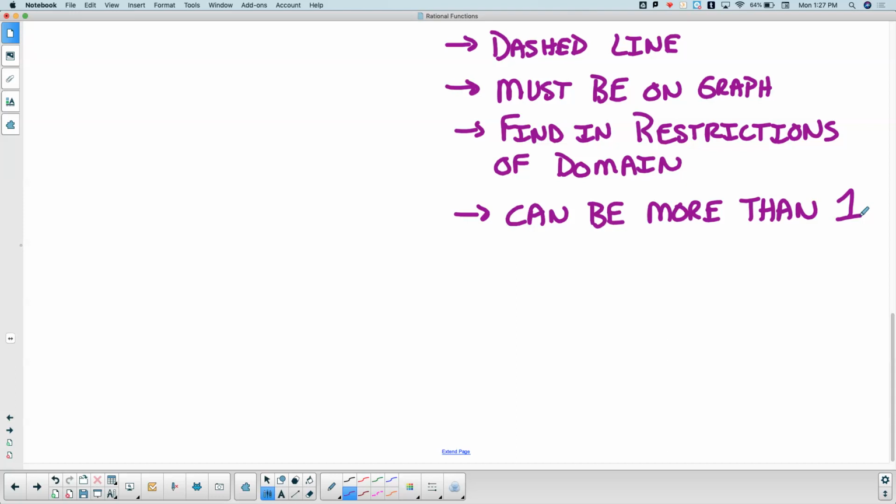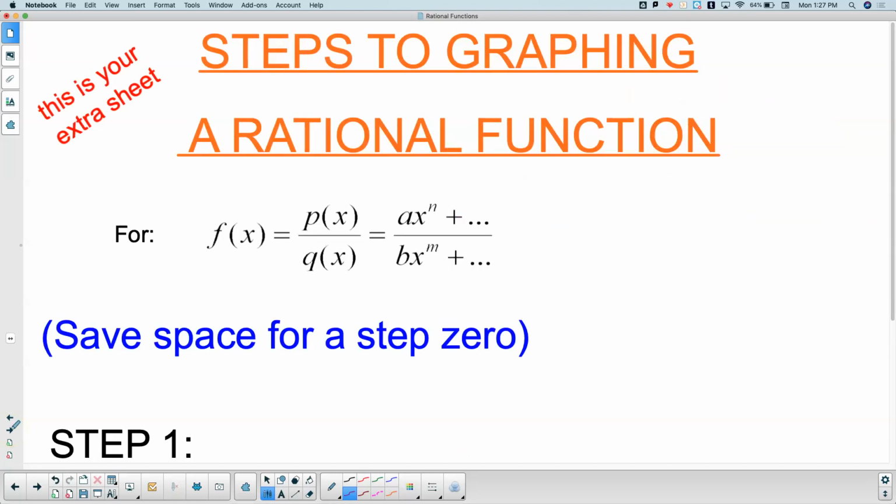Separate sheet. Here we go. Okay? It's going to be our steps to graphing a rational function sheet. You're going to save a little space on your separate sheet. You're going to save a little space for step number 0. We'll get to step number 0 later on in December. So save a couple, 3, 4 lines for step 0.